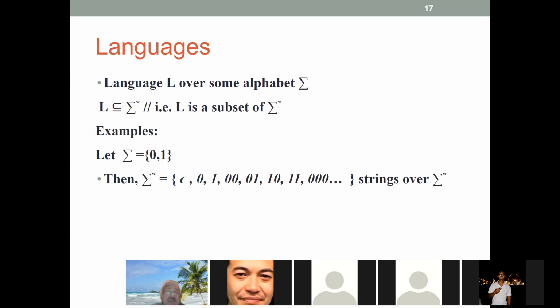Languages L over some alphabet sigma. So what the heck is a language? L is a subset of sigma star, okay? So a language is a subset of the Kleene closure of an alphabet. So there you go. It says it right there. So let sigma equal the set containing 0 and 1. Then sigma star, that's Kleene closure, is the following set. Epsilon, I'm sorry, these are elements inside the set. You have epsilon, 0, 1, etc.